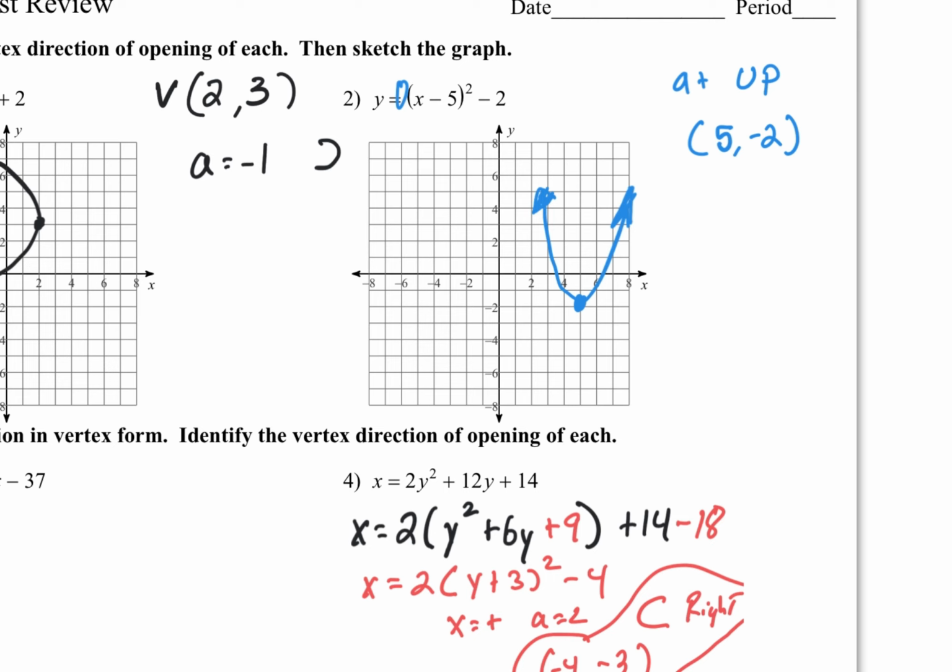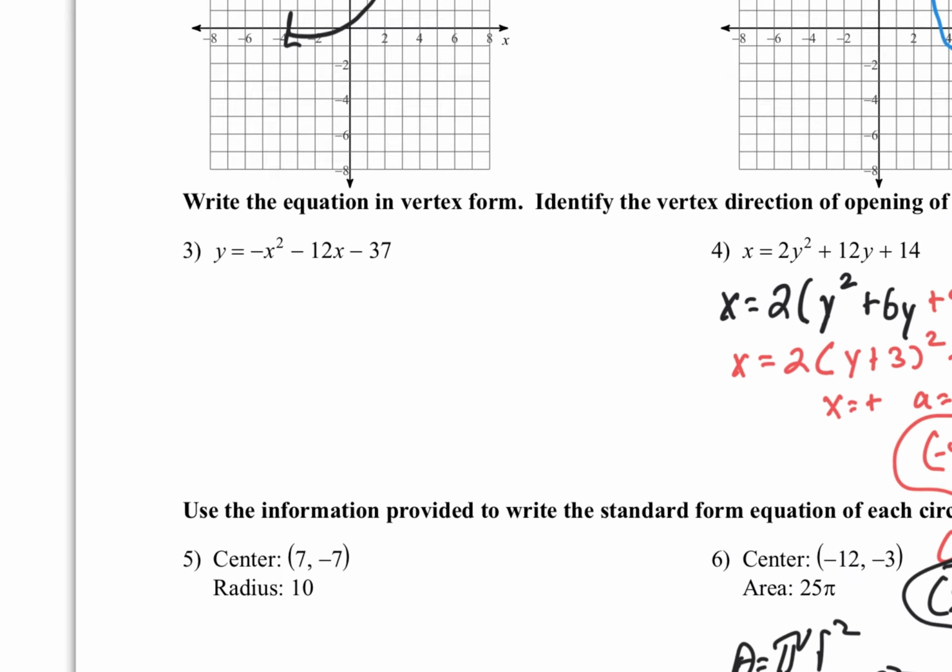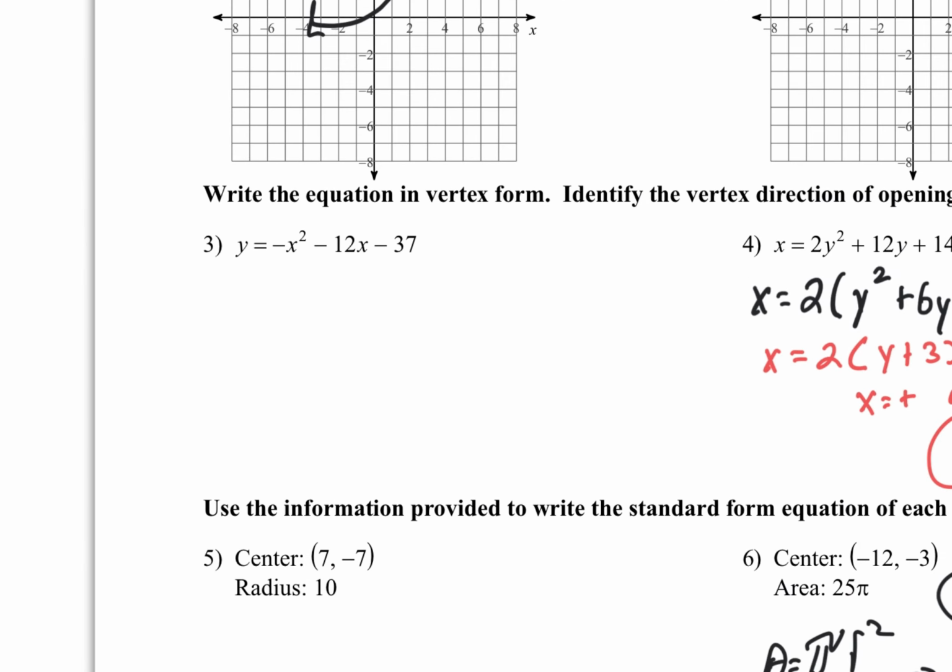That piece of the work ain't too bad. Obviously, the most trying part of this test is going to be when we have to put them in vertex form by completing the square. We've completed the square so many times in here over these last 3 weeks that completing the square at this point for them should be second nature. So if we look at number 3, it's y is equal to negative x squared minus 12x minus 37.